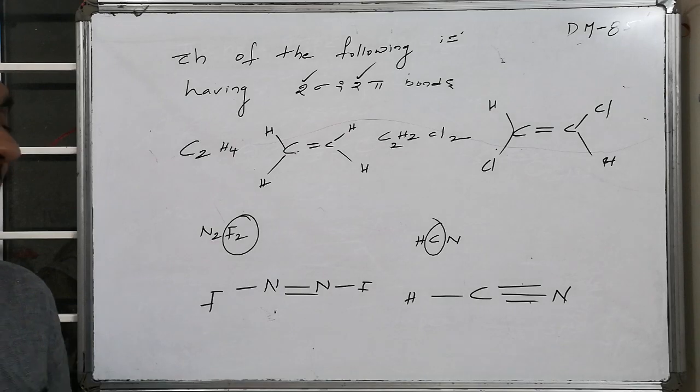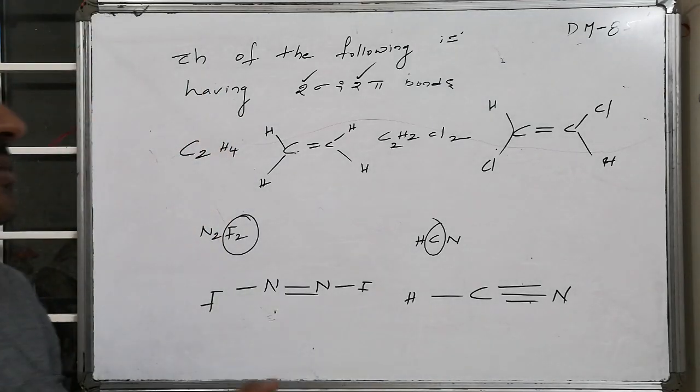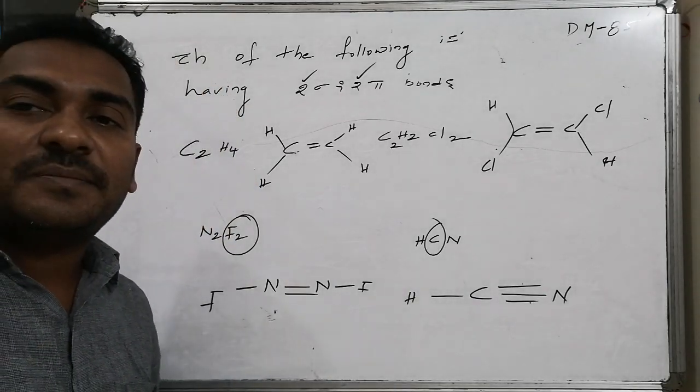Hence the structure that is possible with the carbon, hydrogen and nitrogen combination is having 2 sigma followed by 2 pi bonds.